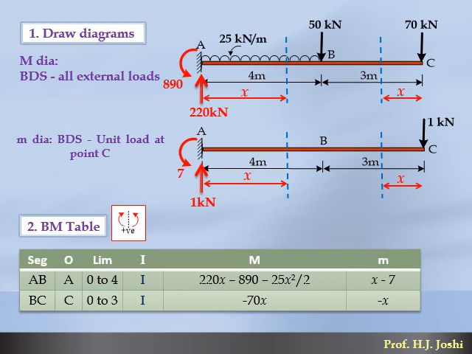Similarly, for segment BC, we can follow the same process. For segment BC, we have taken the origin as C because x is assumed from C. Limits for BC are 0 to 3 and the inertia value is I. Now, in segment BC, we take moment at this particular point here. Force into distance creates a hogging moment, so minus 70 into x is written under the M diagram. In the small m diagram, we take moment at the section point here. Force into distance again creates a hogging, so 1 into x is x, and hogging is minus, so minus x. This is the way we obtain the BM equation tables.